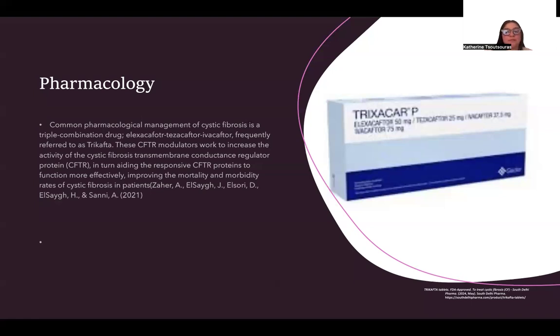When discussing Jacob as a healthcare professional, recommending this treatment would only be wise if he had the corresponding genetic mutation, meaning that he needs at least one F508del mutation in the CFTR gene.